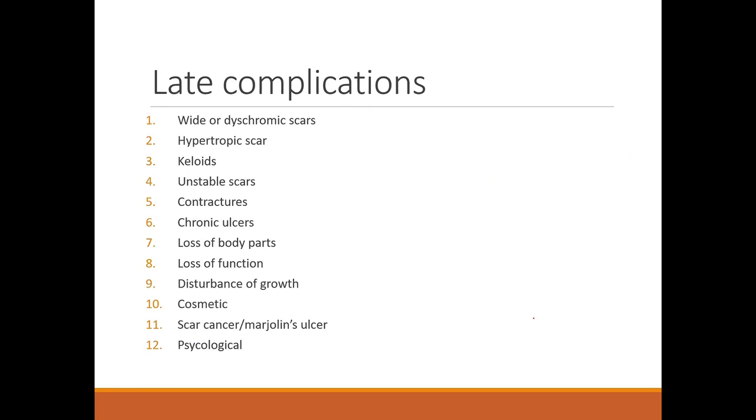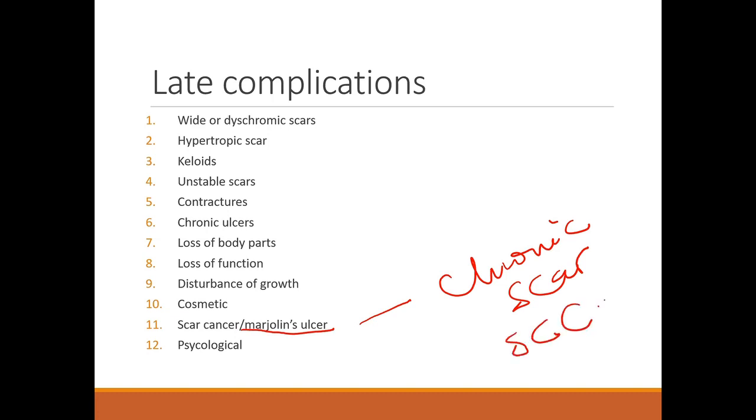Late complications include wide or dyschromic scars, hypertrophic scars, keloids, unstable scars, contractures, chronic ulcers, loss of body parts, loss of function, disturbance of growth, cosmetic problems, scar cancer, okay, Marjolin's ulcer that results from a chronic scar. It's a form of squamous cell carcinoma. They could have psychological disturbance. This is a contracture from a neglected burn or poorly managed burn.